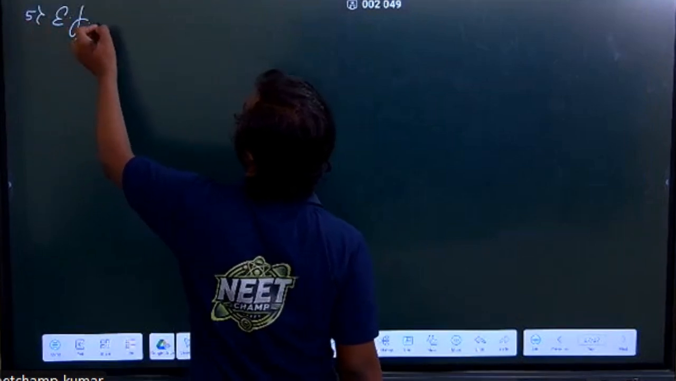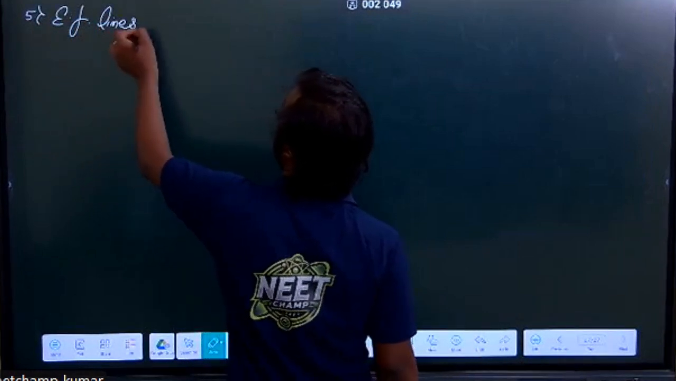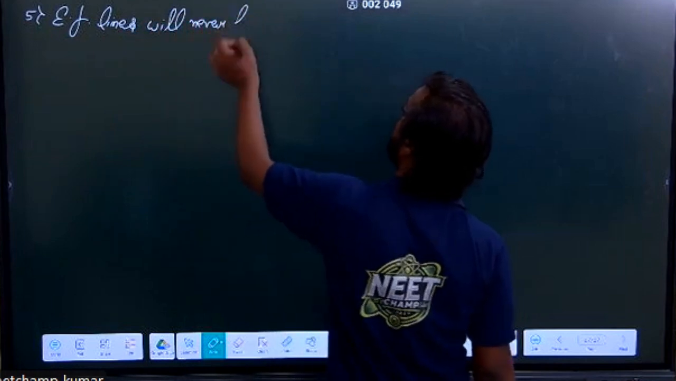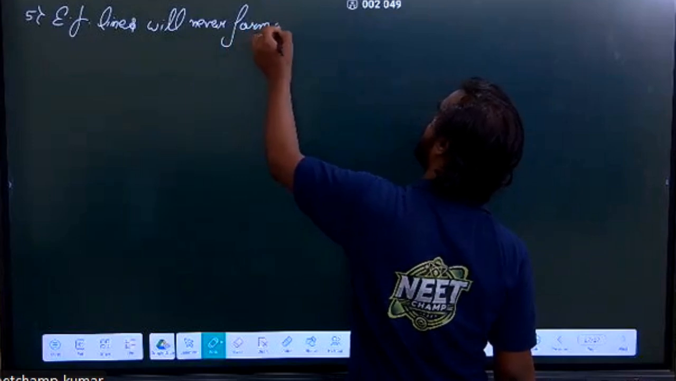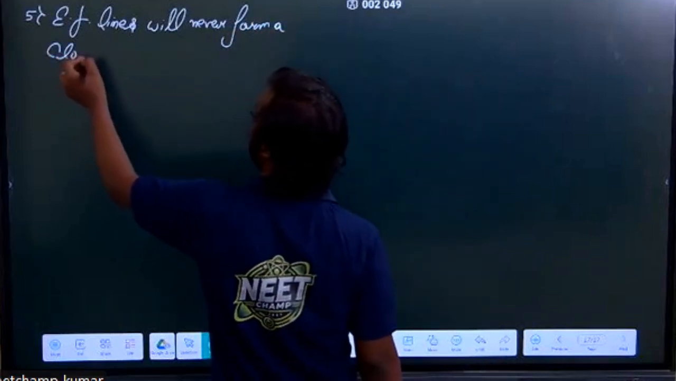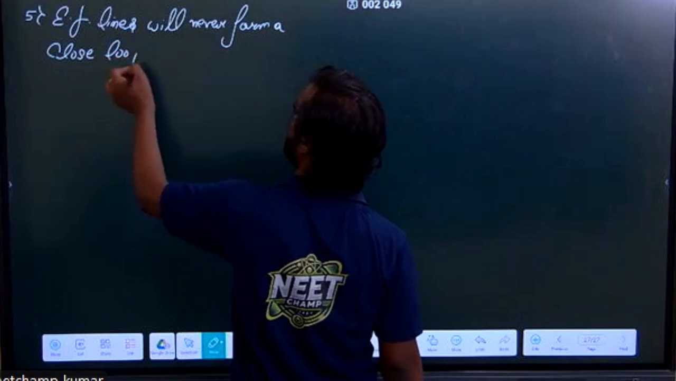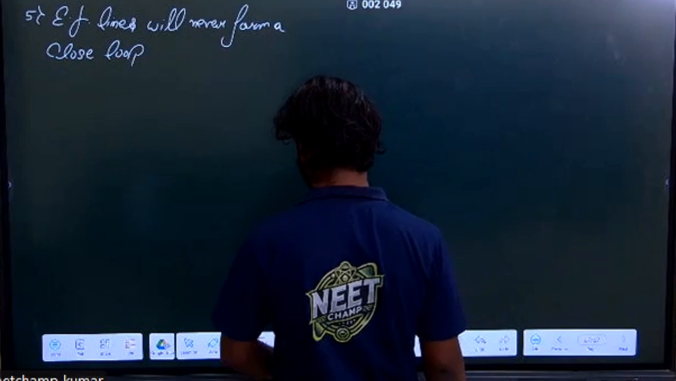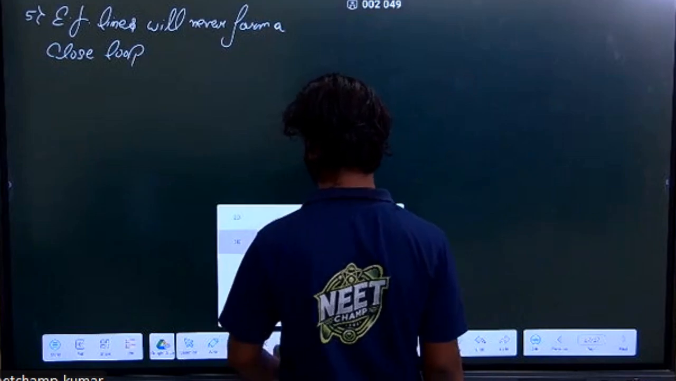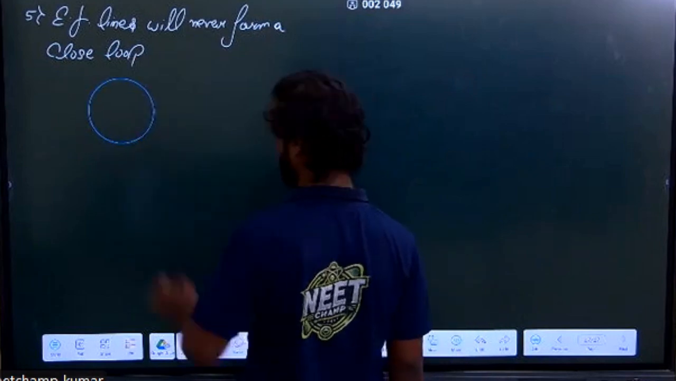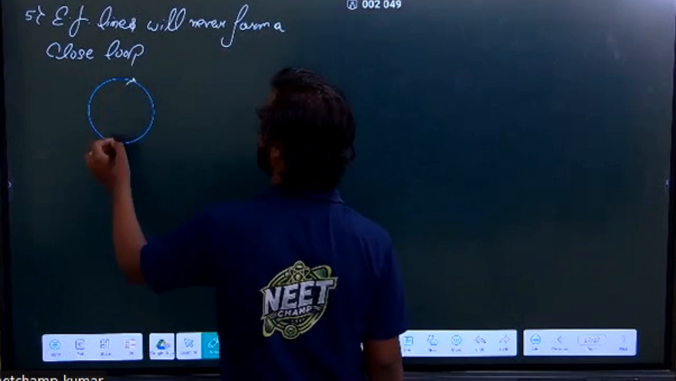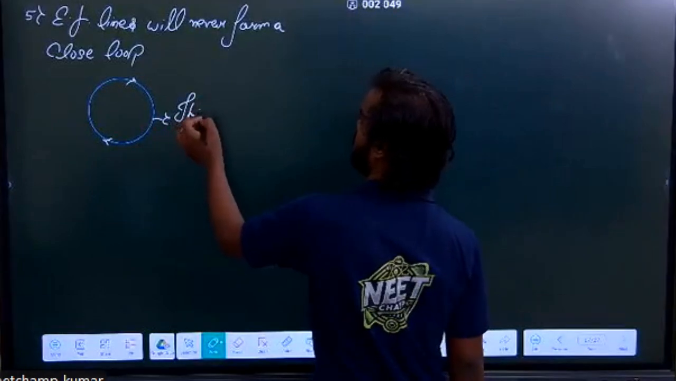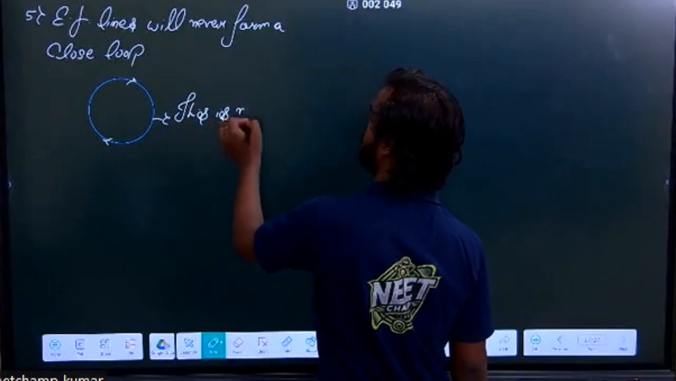Electric field lines will never form a closed loop. Means you never see an electric field line forming a loop like this. You will never see the electric field line like this. It never exists as a closed loop. This is not possible.